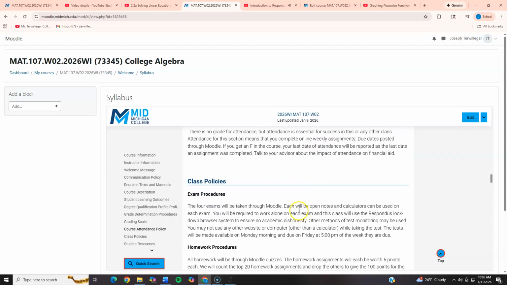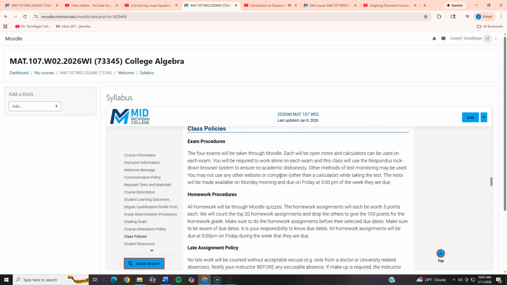All right, exam procedures. Again, tests are going to start on Monday, and then they're due by Friday at 5 p.m. There's a 3-hour time limit on those exams. They don't take that long. Most exams take around an hour.